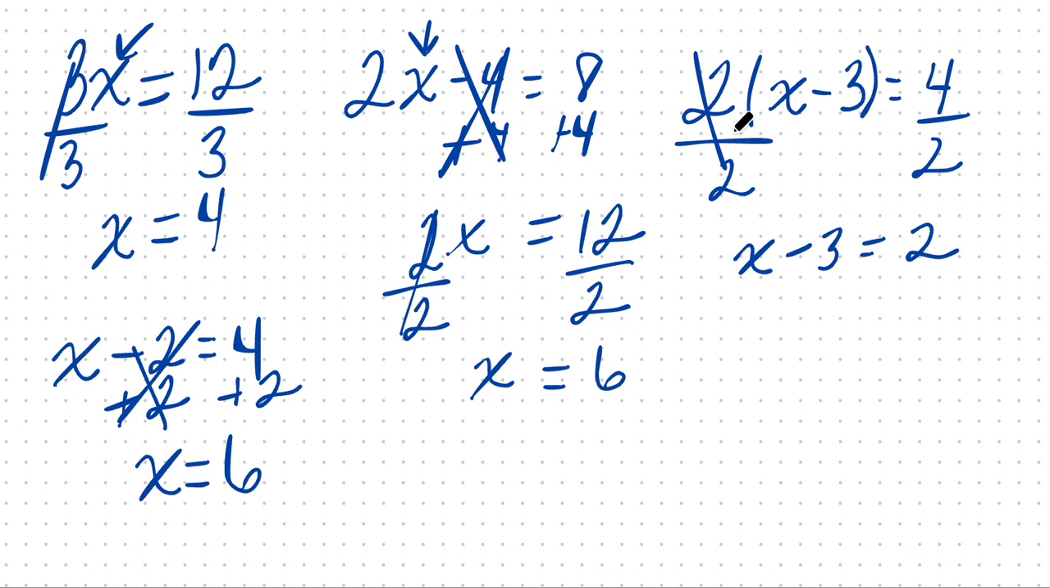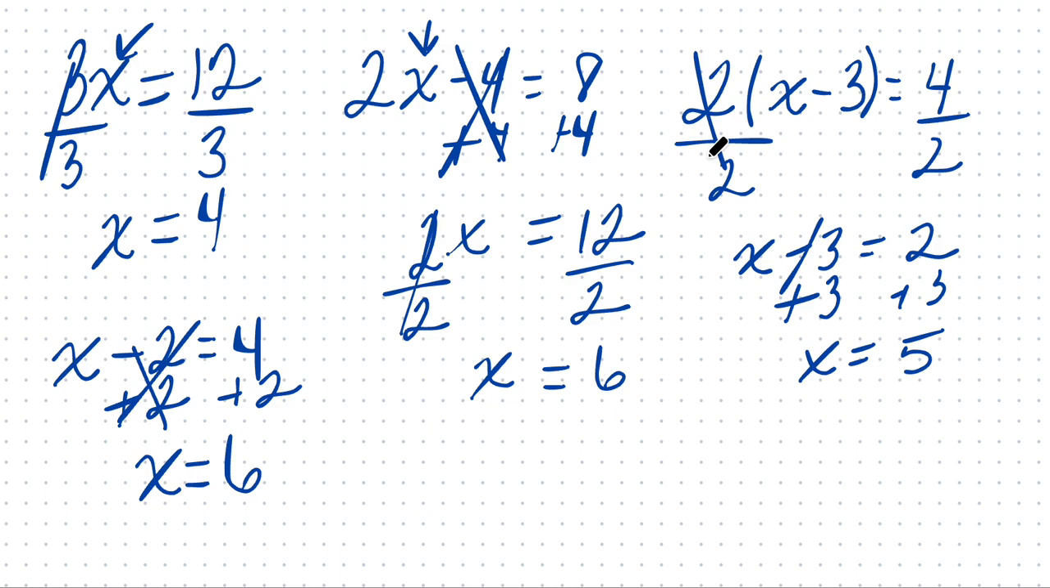Because once I get rid of that 2, I could drop those parentheses because now that's all that's left on that left side, the x minus 3. And then it goes back to like example 2 here, one-step equation. We'll add 3. X equals 5.